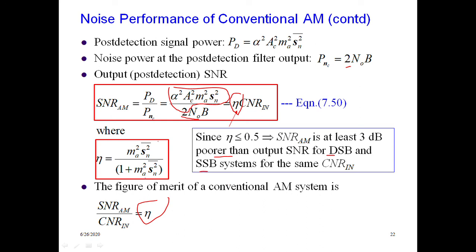So this is the only difference for conventional AM, where we have mu equivalent to μ squared times the normalized signal S squared average divided by 1 plus that. So certainly it will have a loss, or be attenuated.